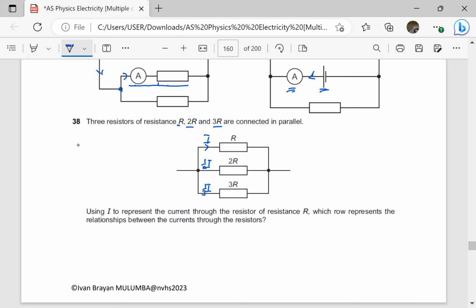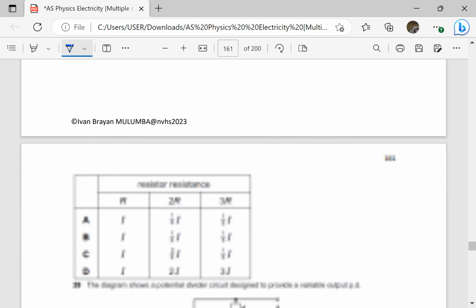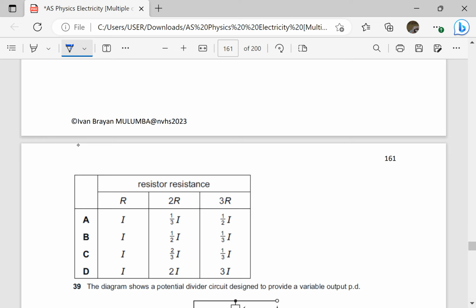So using I to represent the current through the resistor of resistance R, which row represents the relationship between the currents through the resistors? In R it is I, and it goes on reducing depending on the ratio of the resistances. In 2R it is going to be a half I, in 3R it is going to be a third I. Where the resistance is R, it is I, in 2R a half I, in 3R a third I, so the answer is going to be B.